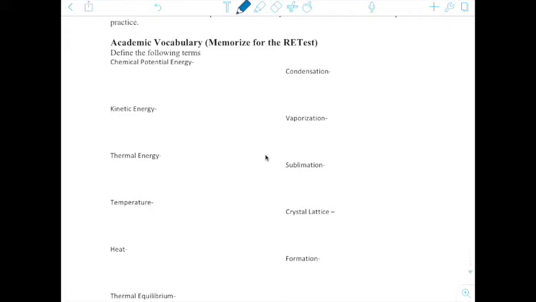Starting with some academic vocabulary, we need to define the following terms. Chemical potential energy is energy that is stored in chemical bonds. Kinetic energy is the energy of movement. Thermal energy is the internal energy of an object. Temperature is the measure of the average kinetic energy of a system. Heat is the transfer of energy between two objects of different temperatures from high to low.